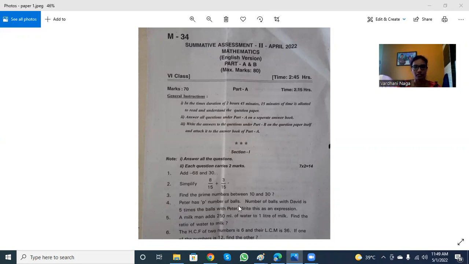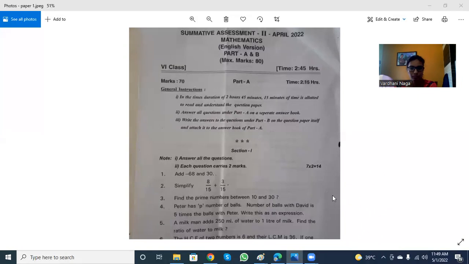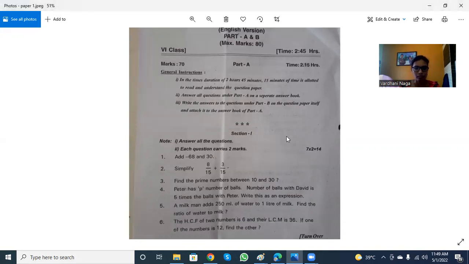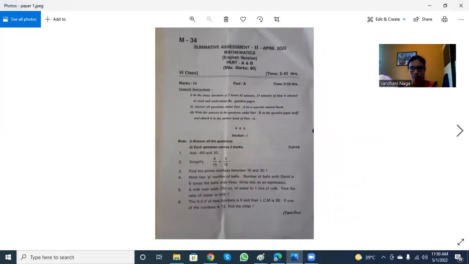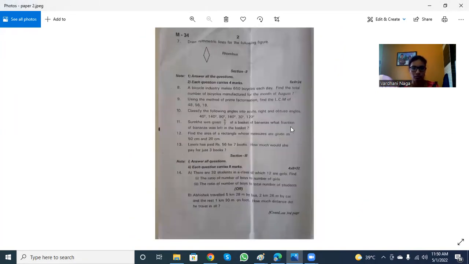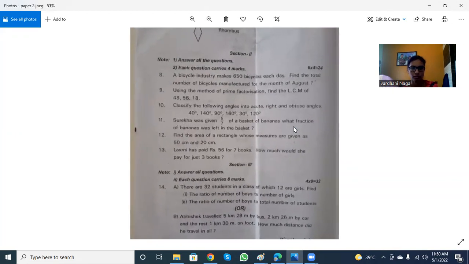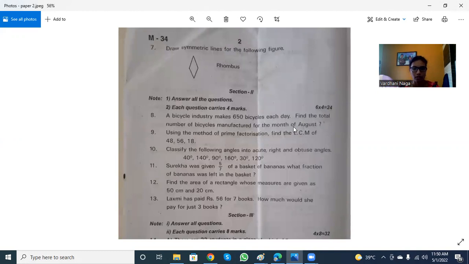So this is the section 1. So here the 6 questions. And 7th question. And these are the section 2 questions. There is no internal choice for section 2. Each carries 4 marks. 6 questions you need to attend.